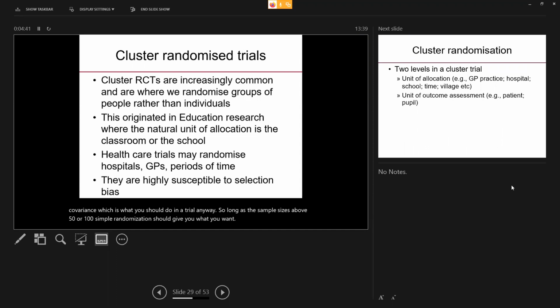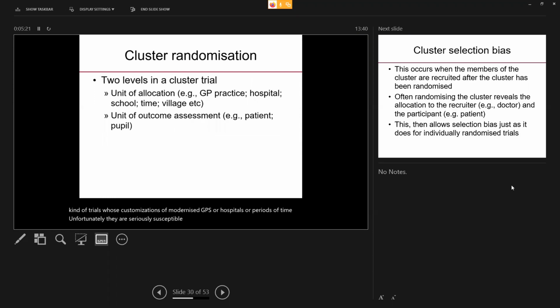Now I'm going to turn to cluster randomized controlled trials. Cluster trials were described in an educational statistics book by Lindquist in 1940. And he argued that in education trials the natural unit of allocation is the school or the class, not the individual child, for obvious reasons. And a lot of health education trials use cluster randomization, and lots of guideline trials use cluster randomization, randomizing GPs or hospitals or periods of time. Unfortunately, they are seriously susceptible to selection bias.